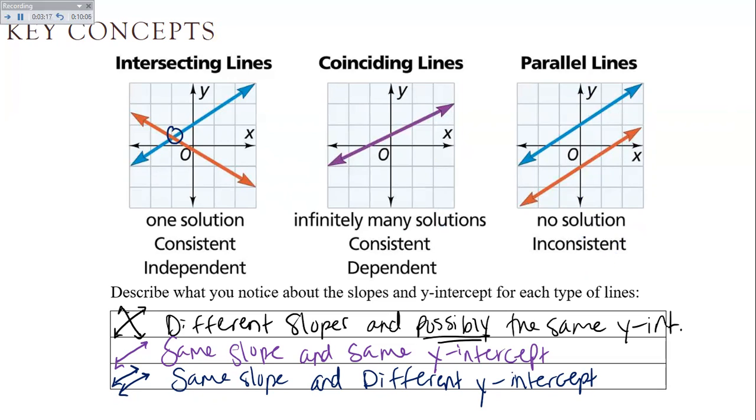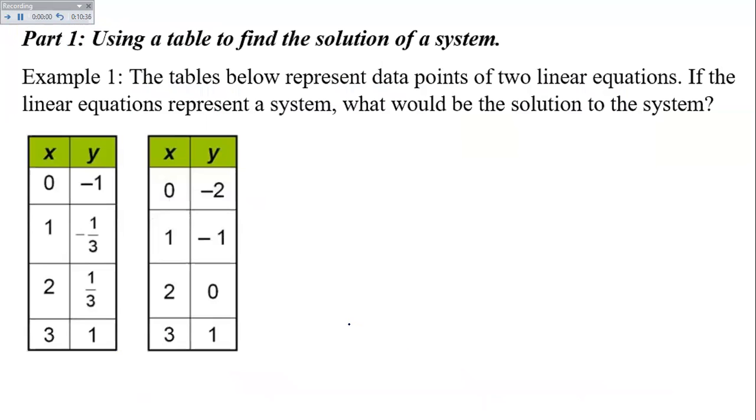So if I have two equations of a line, and they have different slopes and possibly the same y-intercept, but generally different y-intercept, then they are going to intersect at some point, okay? If I have two systems and they have the same slope and same y-intercept, guess what? They're gonna overlap, they're gonna be coinciding. And then if I have same slope and different y-intercept, then we're going to be parallel and we'll never ever touch.